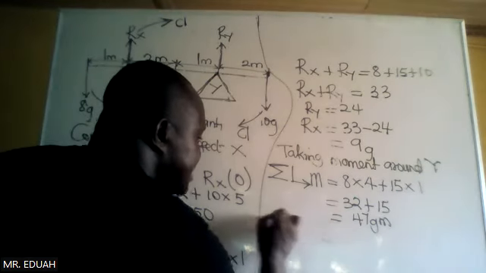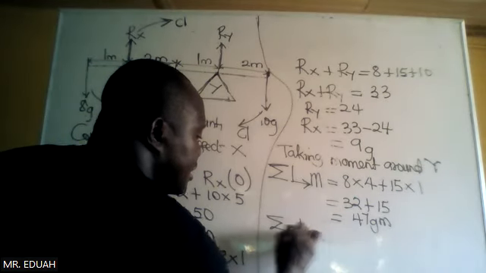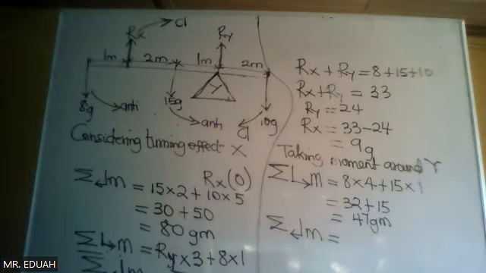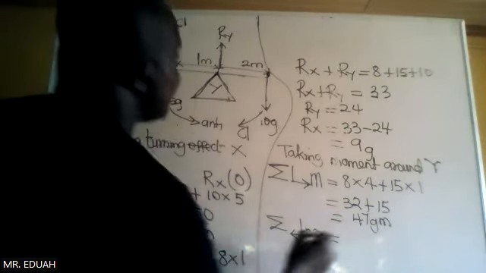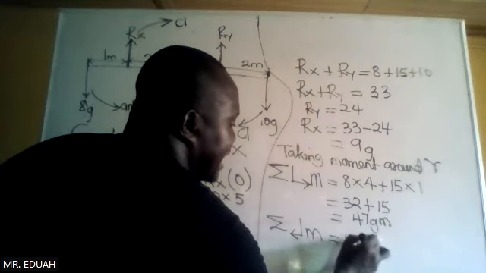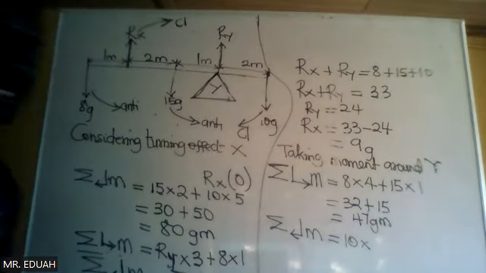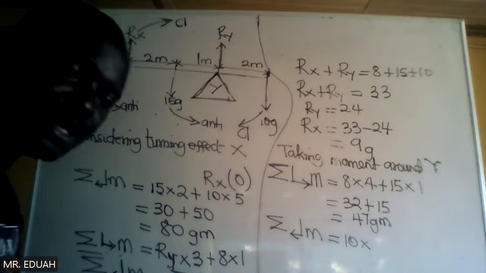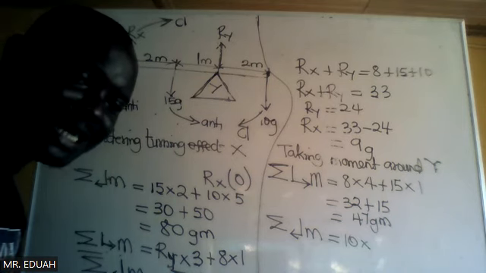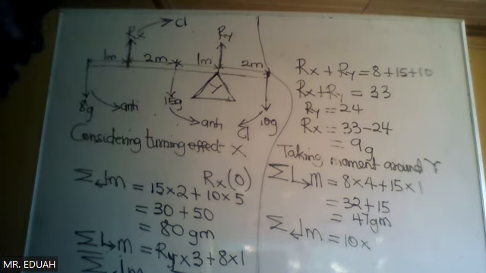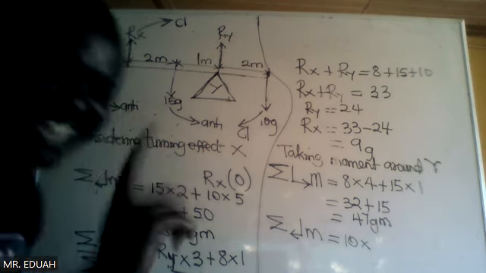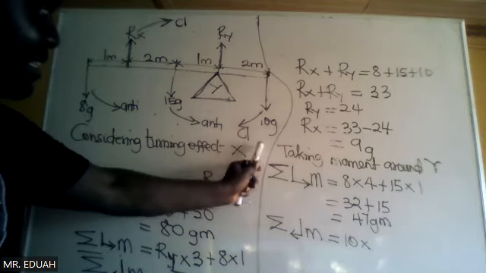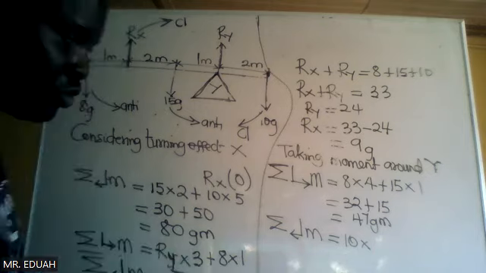Let's look for the sum of the clockwise moments. For the clockwise moments, we have 10 times, 10 times 2.